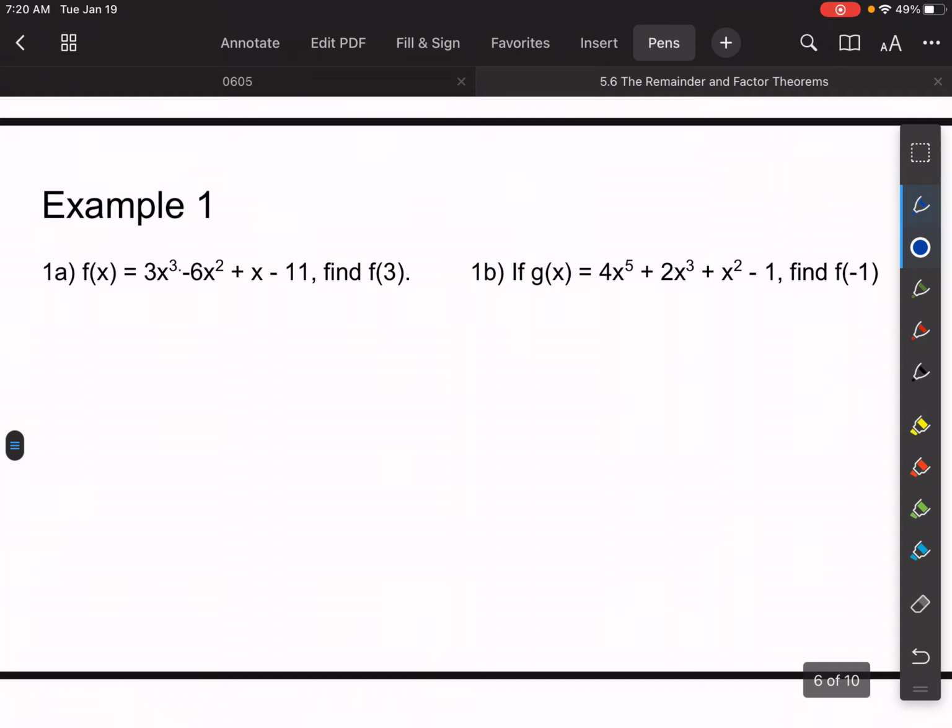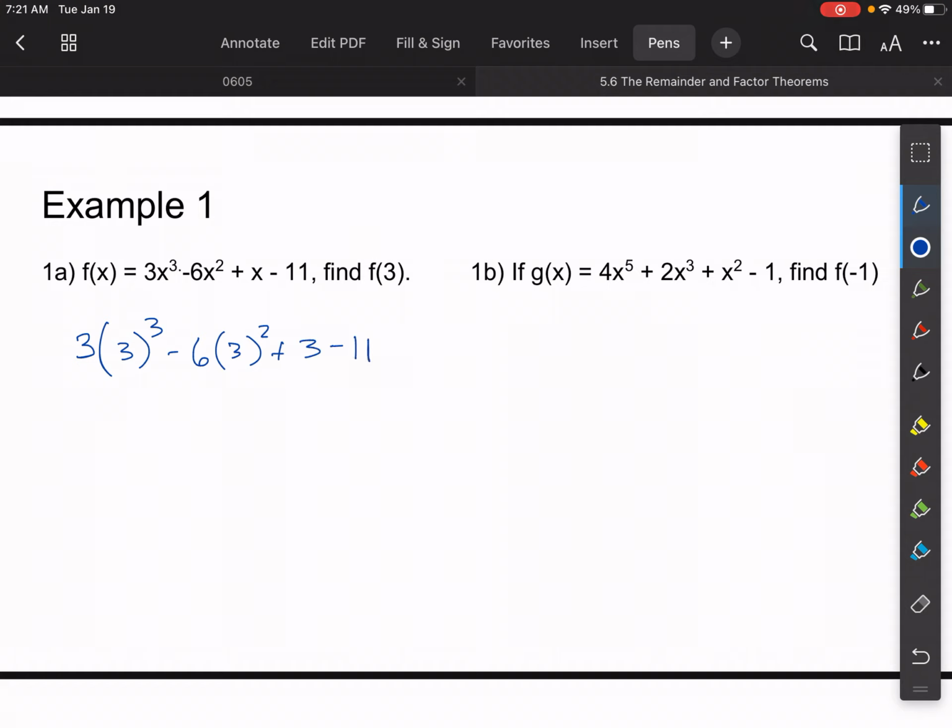Example 1 says let's find f of 3. So you kind of have a choice here. You could either set up synthetic division and do it that way, or you could just plug a 3 in. I like to just plug the 3 in. You could do it whichever way you want. You'll get the same result.